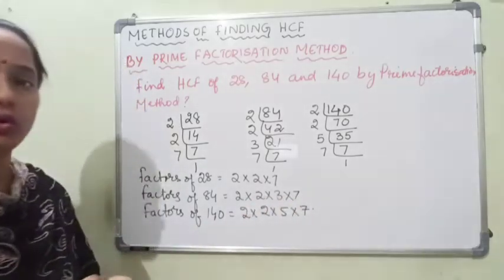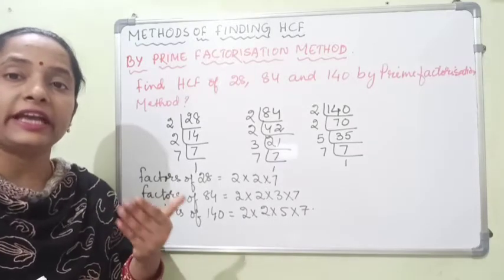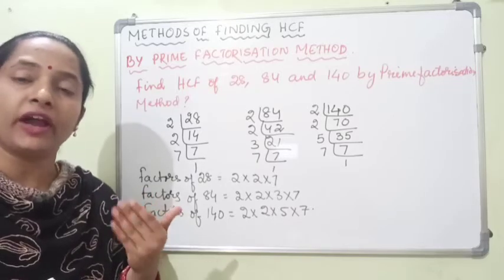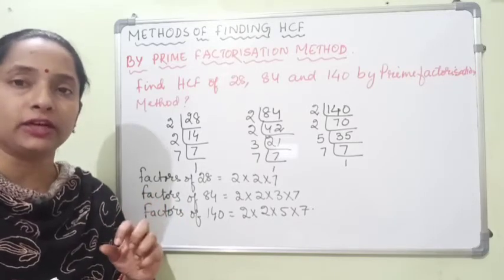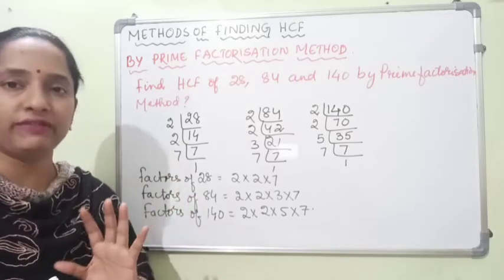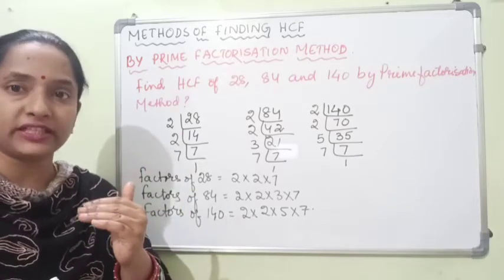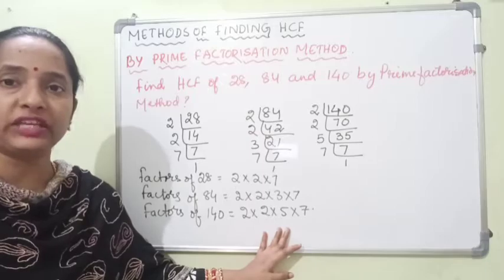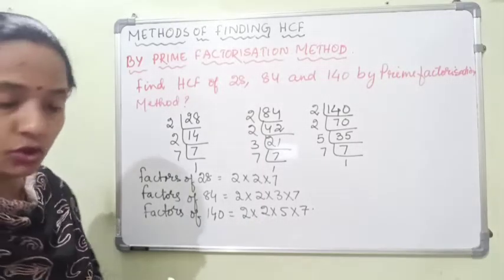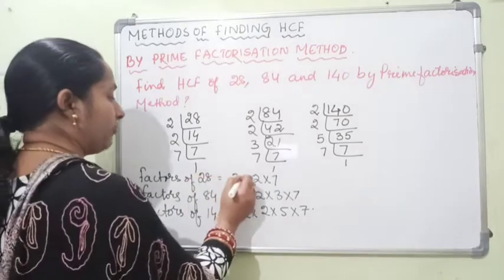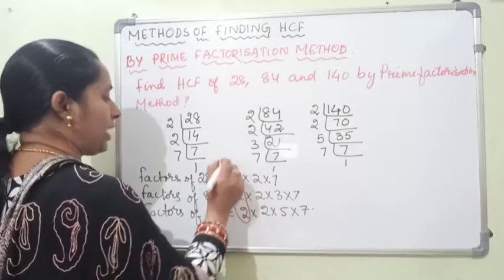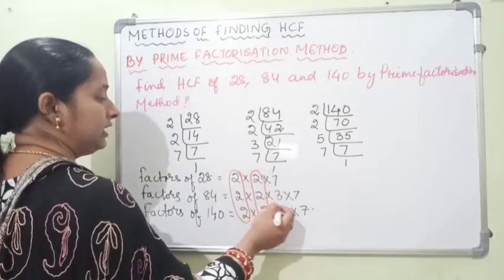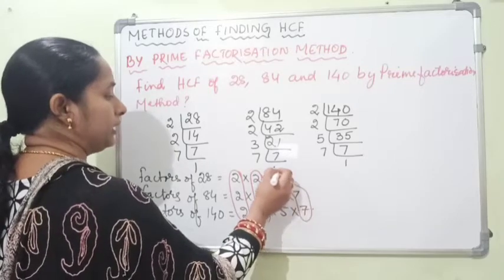Now what do we have to do? We already understood that HCF is nothing but the highest common factor. When we were finding the HCF by the common factor method, first we wrote the factors of the given numbers, then we found the common factors among them. Similarly, we will follow the same method here. We got the prime factors of each and every number. Now we will group the common factors. What is the first common factor? We got a 2 common in all these three. Again another 2 is a common factor, and a 7 is a common factor.